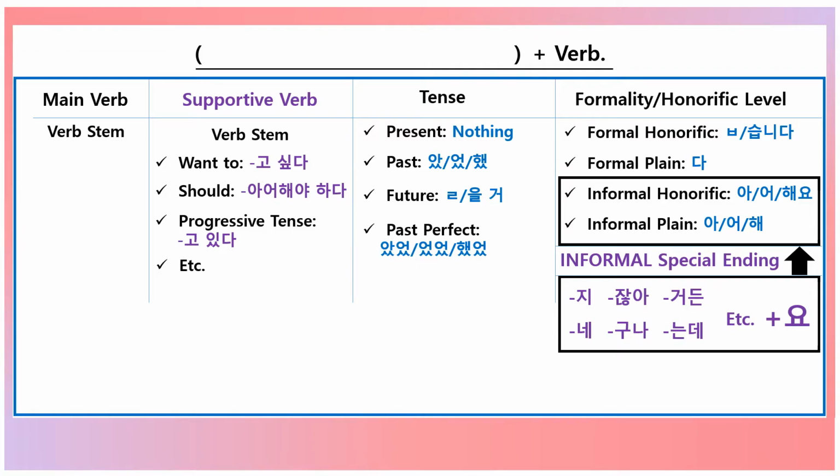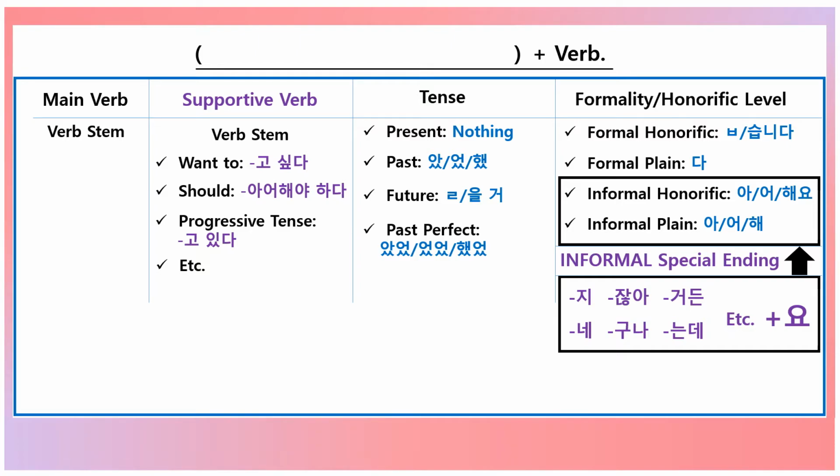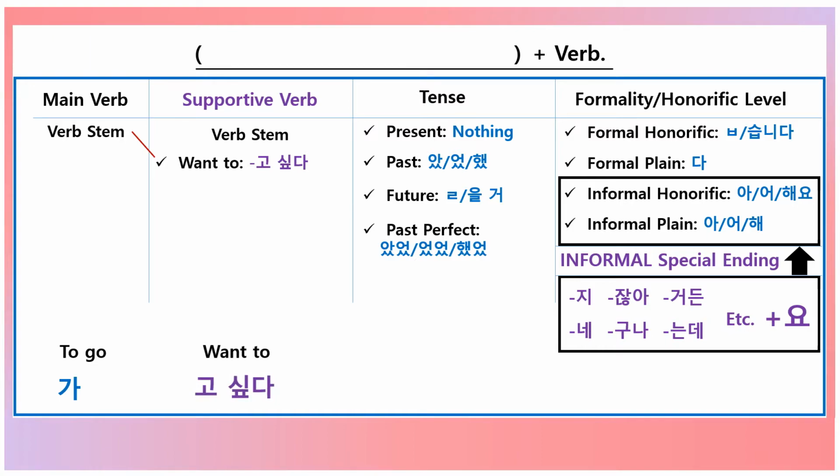Okay, we've learned the 5 ending factors, so making your own endings is to connect the dots among them. Let's try. 가다 means to go, and 가 is the verb stem, so we only leave the verb stem 가 for conjugation. And I connect it with the 고 싶다 for want to. Here, 싶 is another verb stem, so delete the 다.